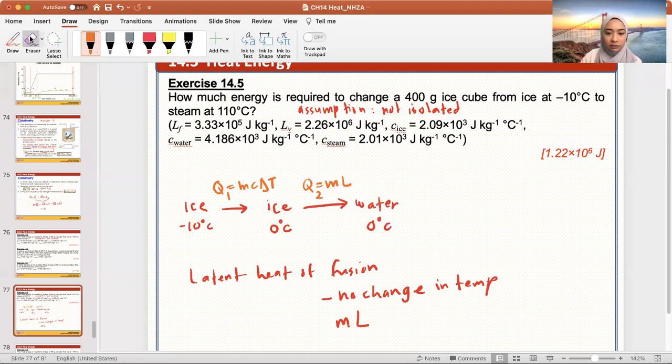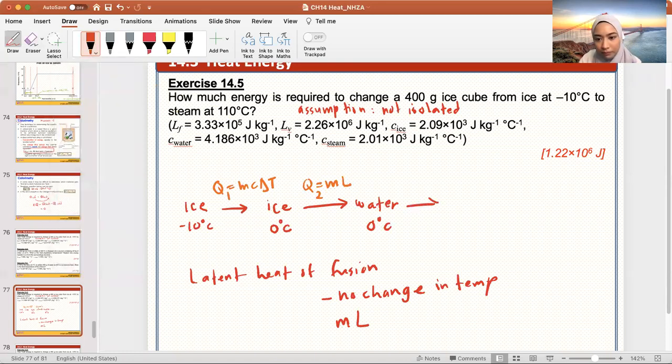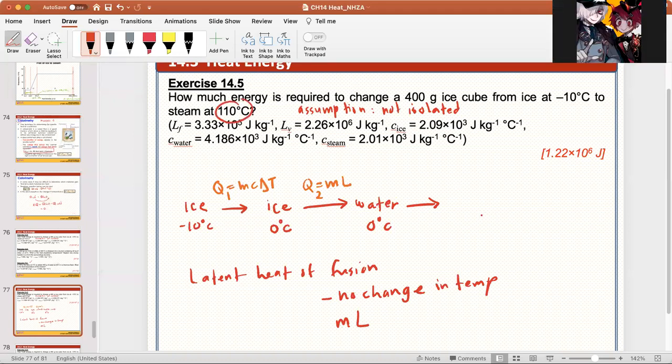Okay, is everyone following me? Do you understand why we have the ice at 0? All right, good. So moving on, what's the next step? What's the next step if I want to go to steam? We do the latent heat. We increase the temperature of water.